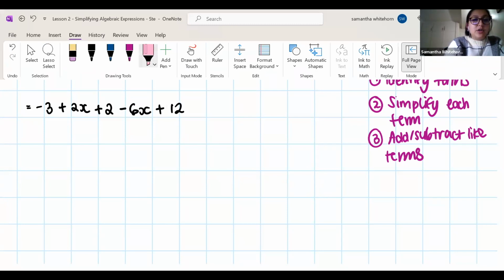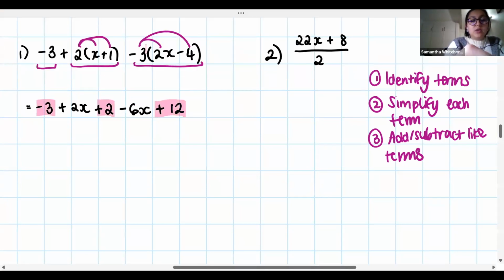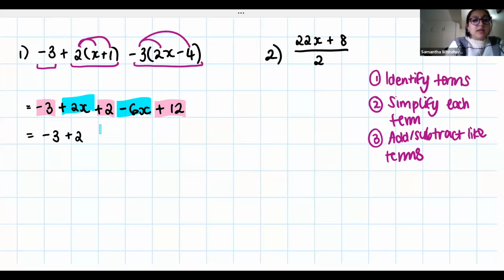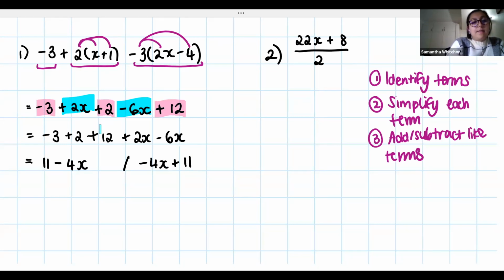Now we find our like terms. I've got a -3, a +2, and a 12. Those are all of my constant terms. And then I've got a 2x and a -6x. Those are my x terms. Again, grade 8, if you're more comfortable grouping them together first and then adding or subtracting, that's fine, but you don't have to. So -3 plus 2 is -1, plus 12 is 11. 2x minus 6x, -4x. If you wrote this as -4x plus 11, absolutely fine. Both have -4x, both have plus 11, no problem.